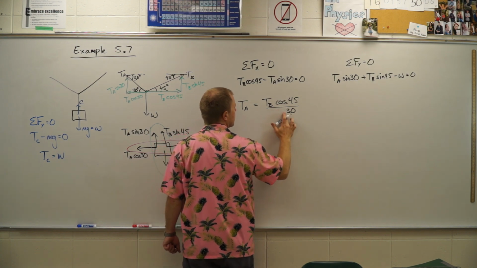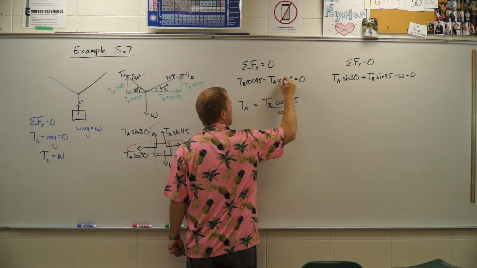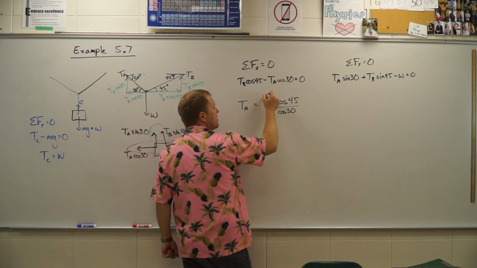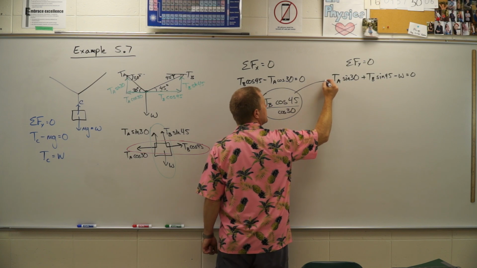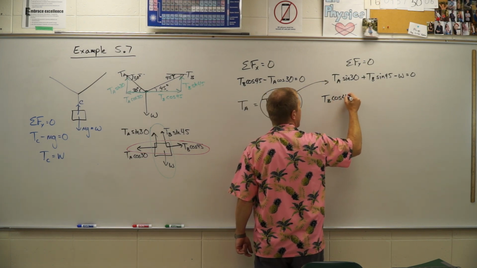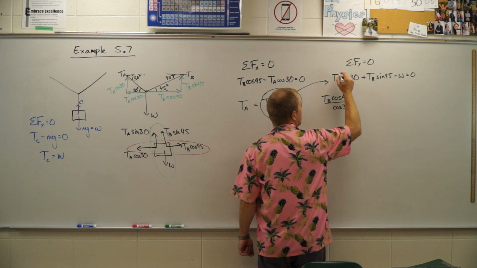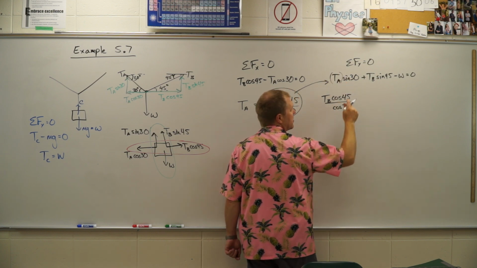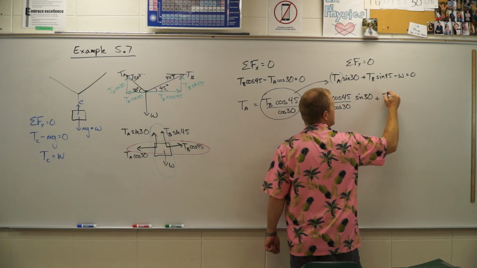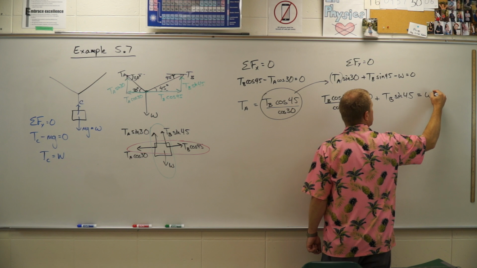Cosine of 30. Let's try that. Now that I have what TA is equal to, I can go ahead and substitute that in over here. So I have TB cosine of 45 divided by the cosine of 30. So I've just substituted in for TA there, so I still have that sine of 30 sitting there, plus TB sine 45 equals W.